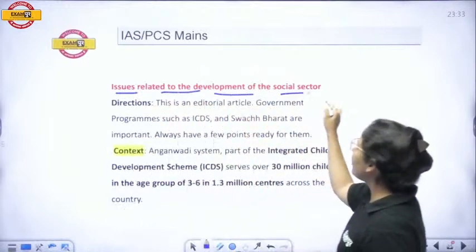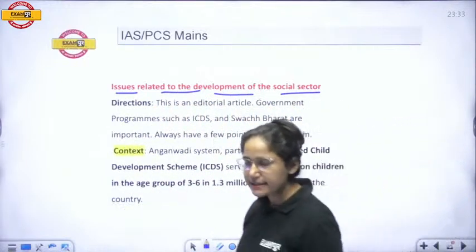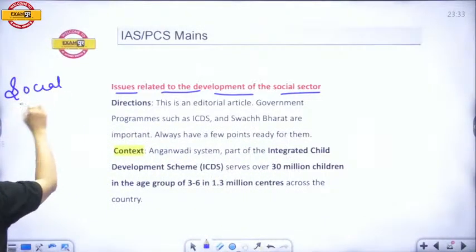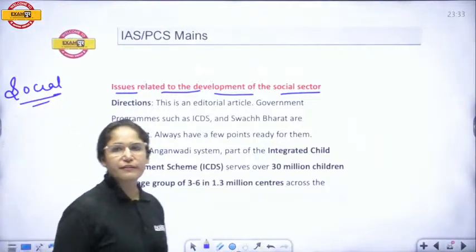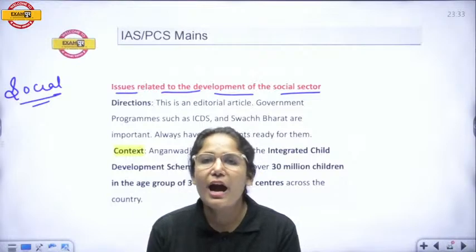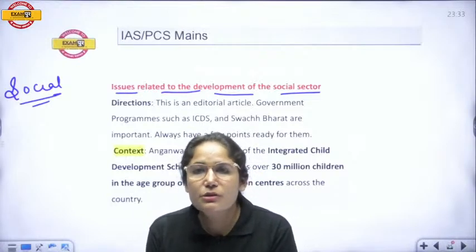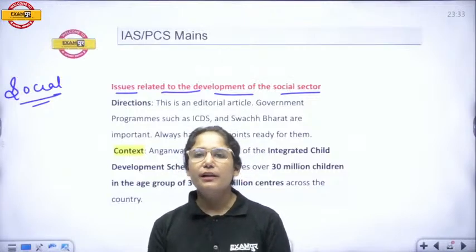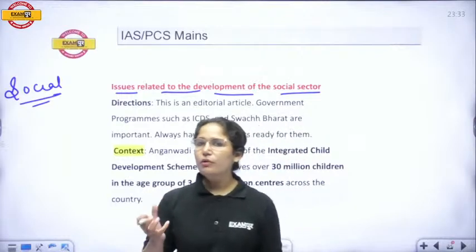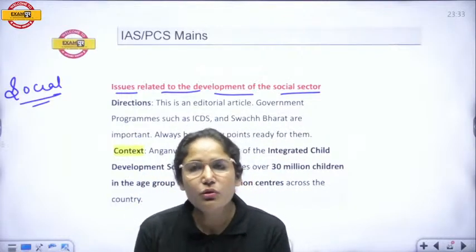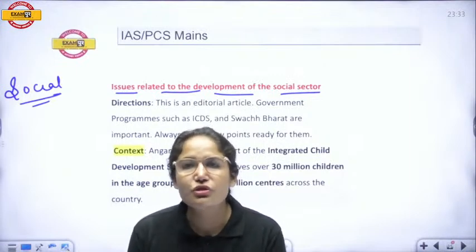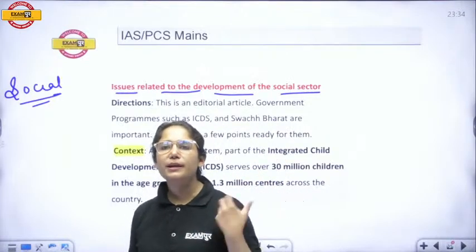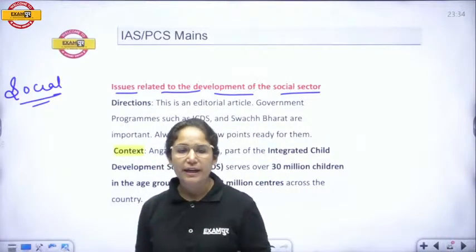Issues related to the development of the social sector. Whenever we consider the word social in economic wording, many times, whenever you deal with mains answer writing questions, you have to have keywords associated with the subject, which should be relevant to economic wording. You need to catch the meaning of the word in those perspectives. Suppose you are talking about social factors, you have to think about accessibility and the involvement of people, as much involvement as we are going to make.